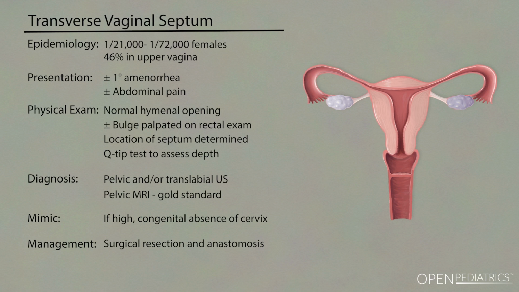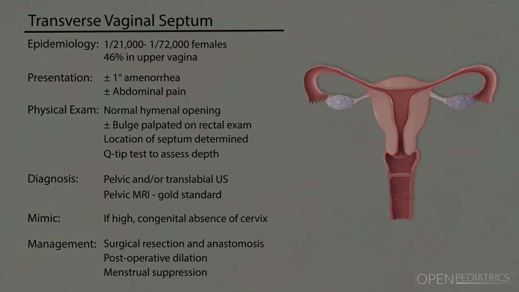Surgical approaches for management depend on septal thickness and involve resection of septal tissue and anastomosis of upper and lower vaginal mucosa. Management may require postoperative dilation, and if surgery or dilation is not desired at the time of diagnosis, menstrual suppression can be used until definitive surgical management is desired, or it can be continued if it is not.